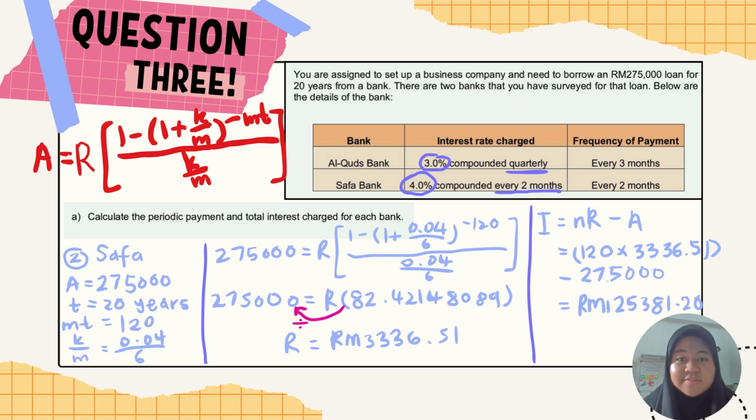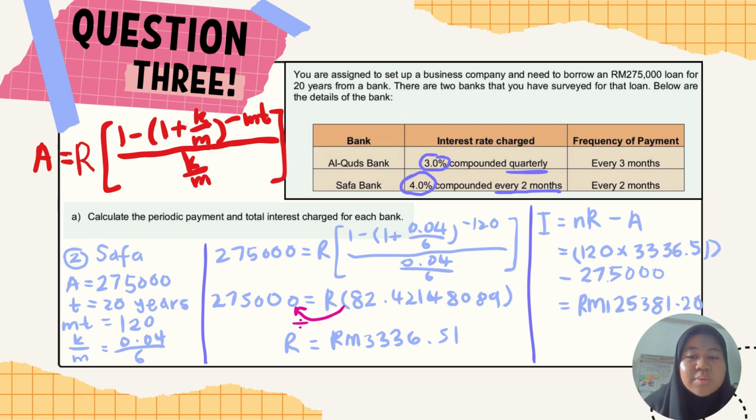Sorry, the next bank is Safa Bank. The A and the T are just the same from the first calculation, which is 275 ringgit and 20 years, because both of them are from the question stated above. But the difference here is the frequency, because as we can see, Al-Quds Bank is compounded quarterly, which is every 3 months. Meanwhile, Safa Bank is compounded every 2 months. So the MT will be different from Al-Quds Bank, which is 20 times 6, or it will become 120. And then our K over M is 0.04 over 6.